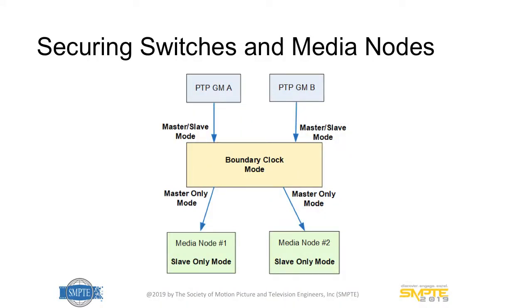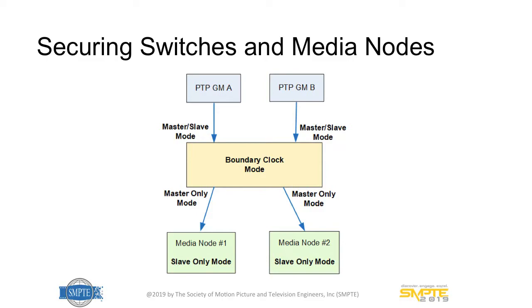Moving down to the switches and the media nodes. One very powerful thing for securing our switches is to use boundary clock mode. In our 2059 network, it's basically an engineered network, so we're not just randomly having grandmasters appear anywhere. We know these devices are designated as grandmasters, and all these other devices are not.